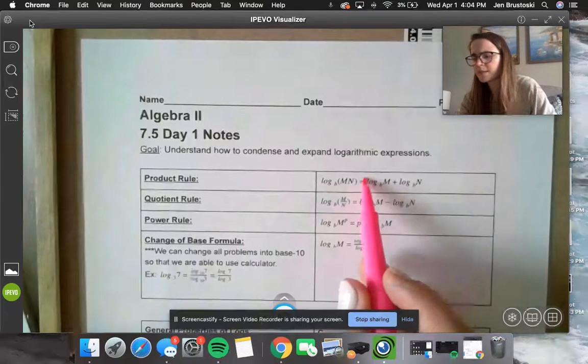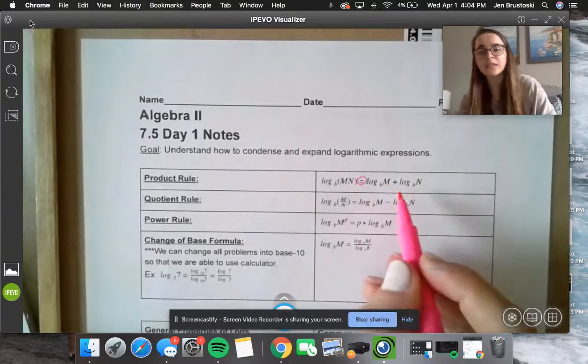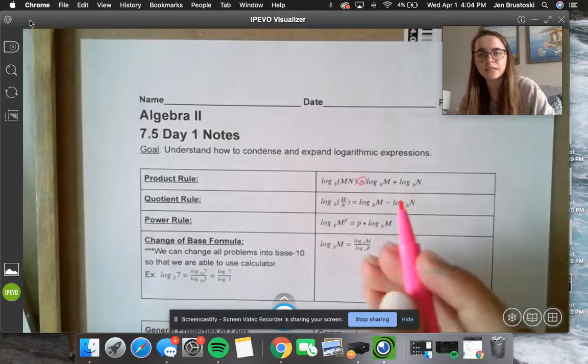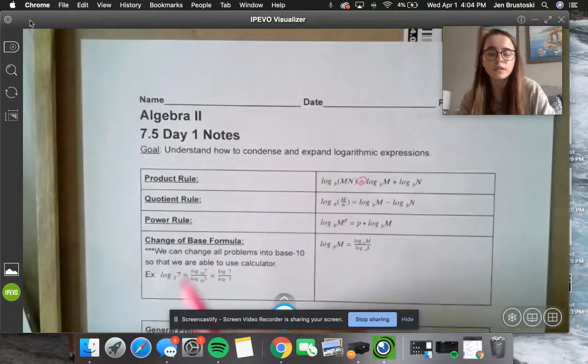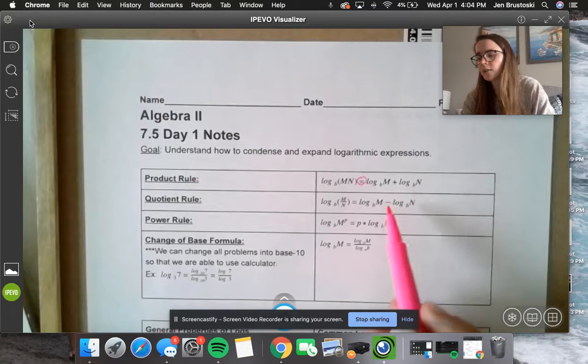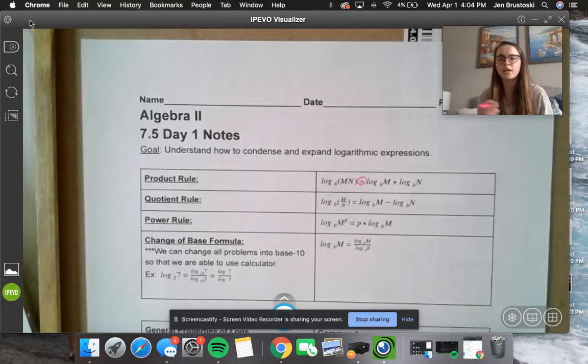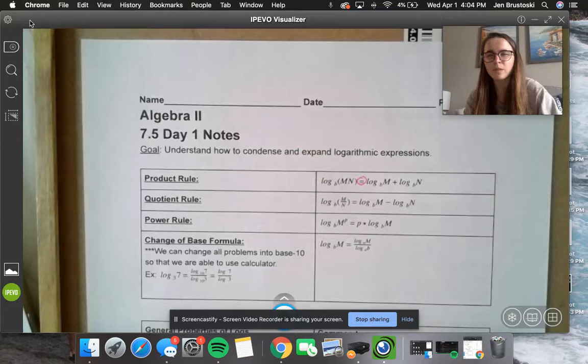And something we sometimes forget is that an equal sign goes both ways. So if we want to expand, we can move to the right, but if we have something expanded and we want to condense it, we can move to the left. All right. Quotient rule, we have division, which is why we have quotient. That's just subtraction. So those two rules, we know that multiplication and addition go together, and we know that division and subtraction go together because we talked about those with our exponents. So it's really not that different than those exponent rules we learned a couple months ago.